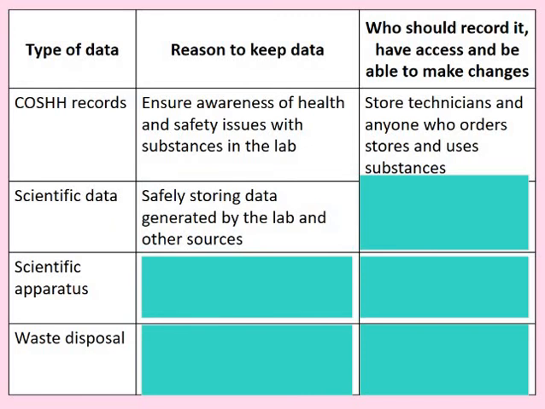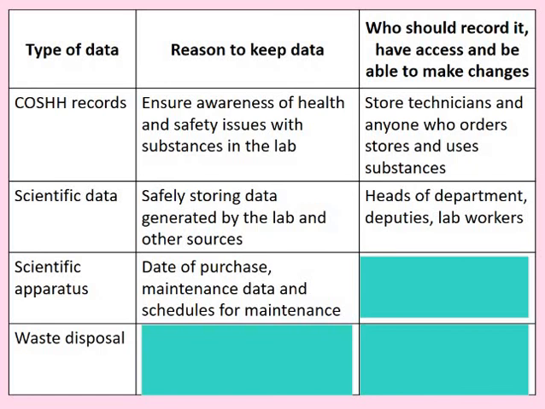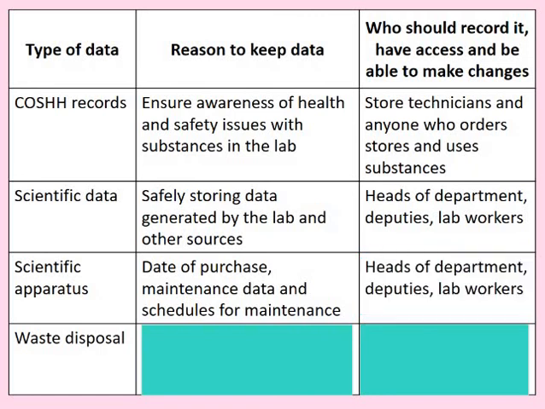Scientific data, you want to make sure you have it to safely store the data generated by the lab and any other sources. Heads of department, deputies and lab workers should be able to record, access and make changes. Scientific apparatus data, you want to make sure you know when it was purchased, any maintenance data, any schedules for maintenance. As a college example, we have maintenance done on our microscopes every once in a while. So we know when they were purchased, when was the last time that someone came in to have a look at them, and when's the next time someone's coming in. And that's heads of department, deputies and lab workers again.